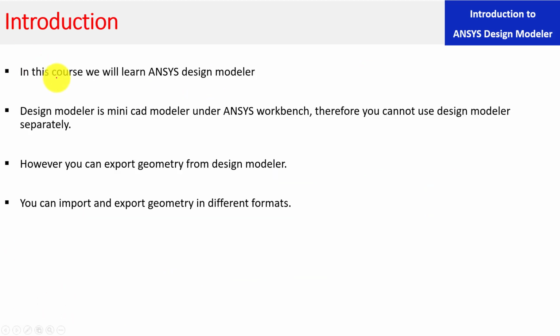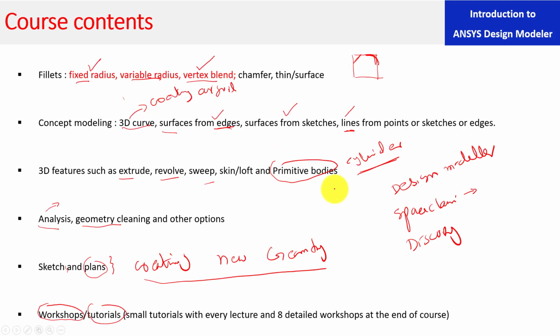Okay, so this is the introduction of the whole course. Basically, we are going to learn about ANSYS Design Modeler. ANSYS Design Modeler is a mini CAD modeler under Workbench. So this is different from the Space Claim. And I also told you that there is another option, the Discovery. The Discovery basically uses the Space Claim in the background for geometry.